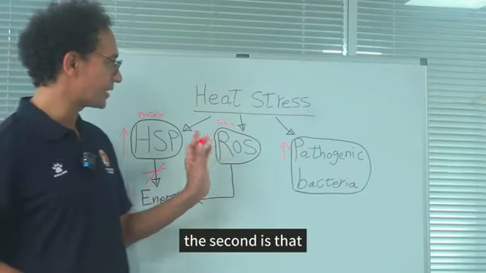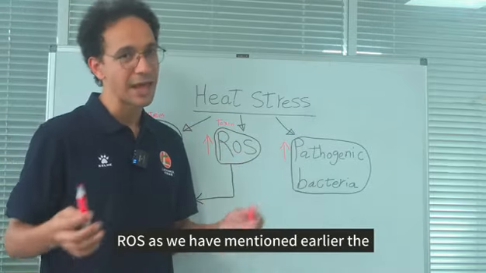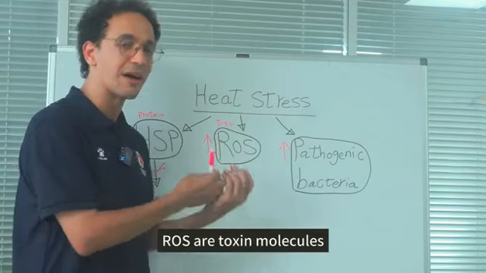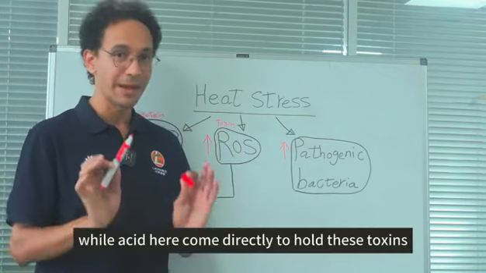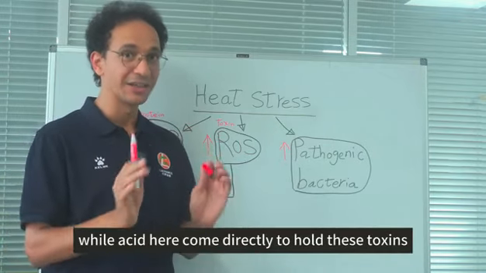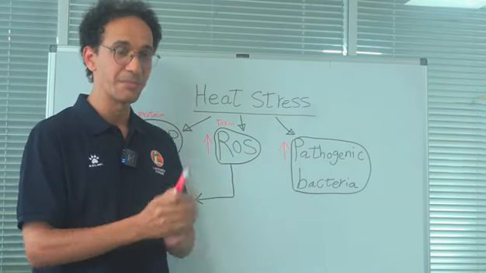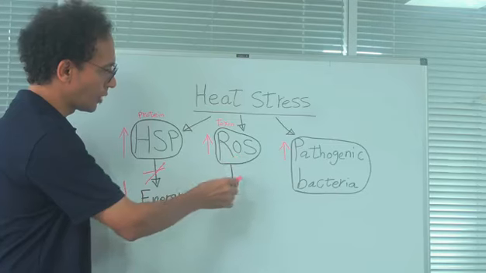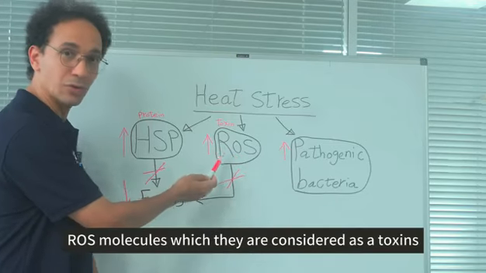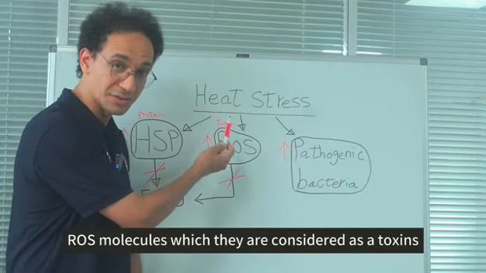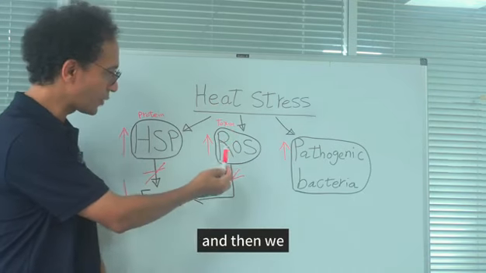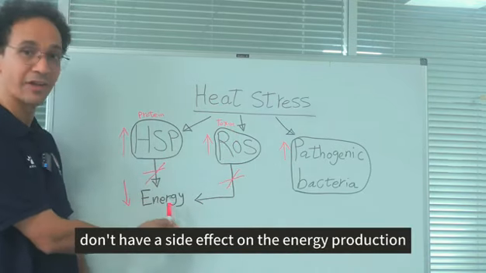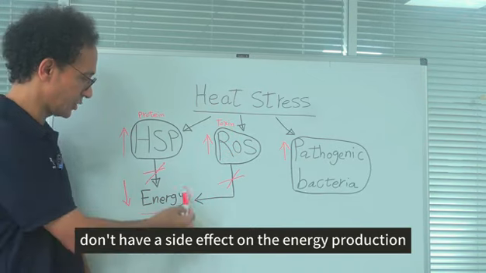The second is ROS. As we have mentioned earlier, ROS are toxic molecules. Bile acid comes directly to hold these toxins and make them dysfunctional, and then there are no ROS molecules, which are considered toxins, and then we don't have a side effect on the energy production.